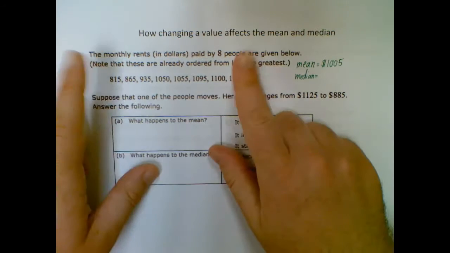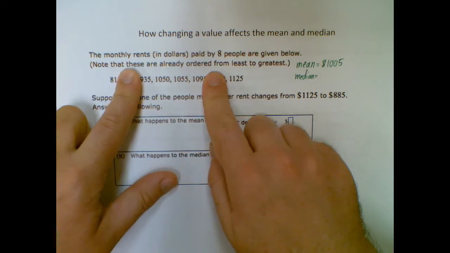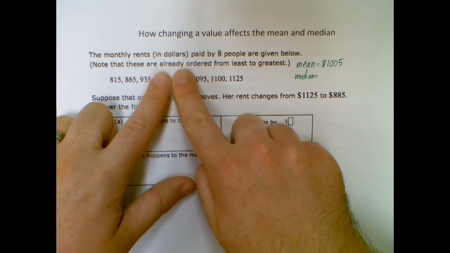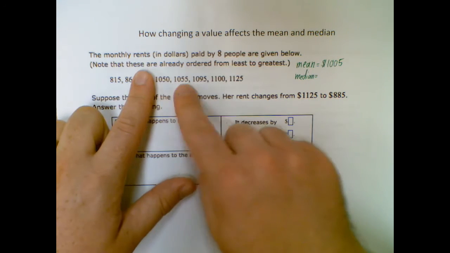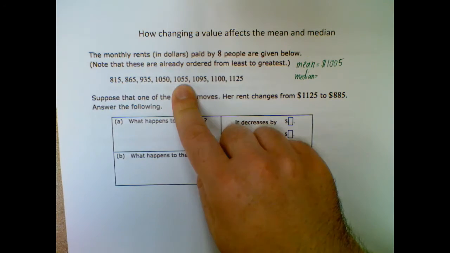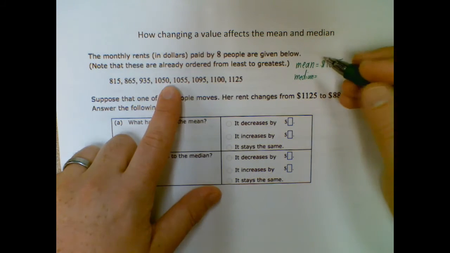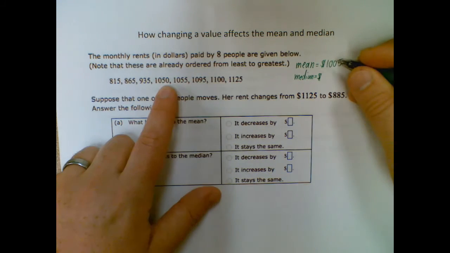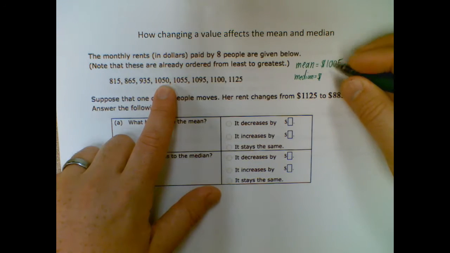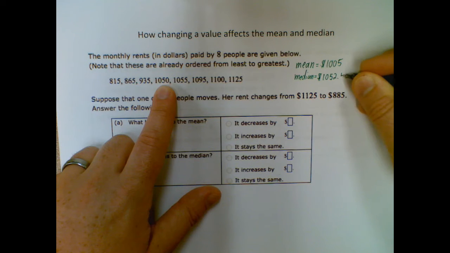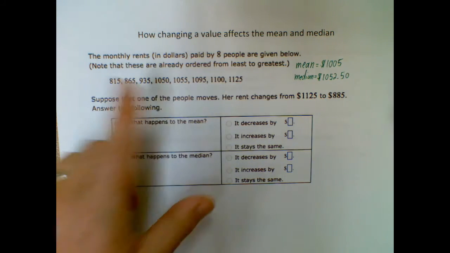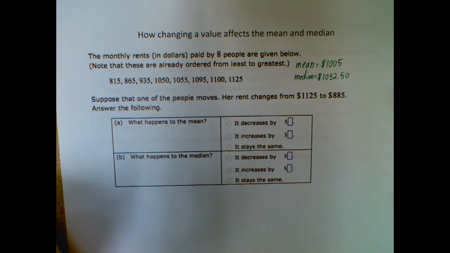And the median, remember that one is our middle number. So we're going to go through here and start taking off numbers until we get to the middle. There's nothing left, so we come back out to our middle two numbers, and we're going to use a number halfway in between those two. Halfway between 1050 and 1055 is going to be 1052.5, or 50 cents if we want to go with dollars here.